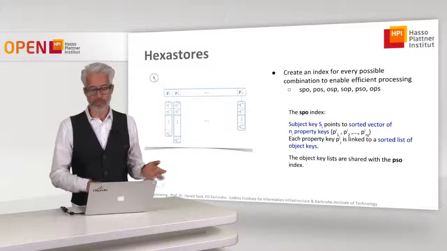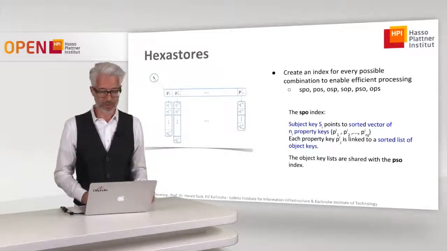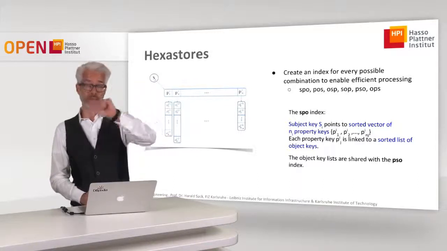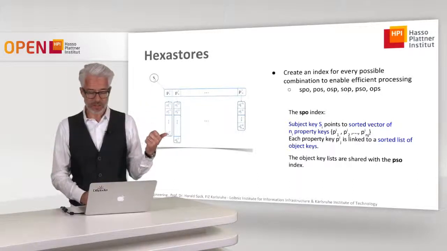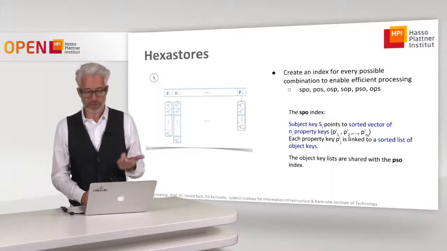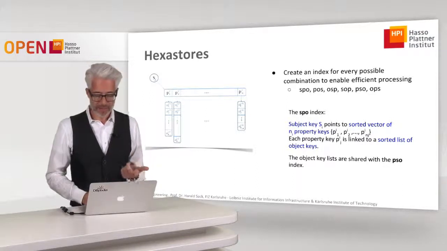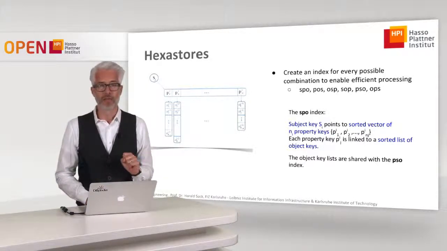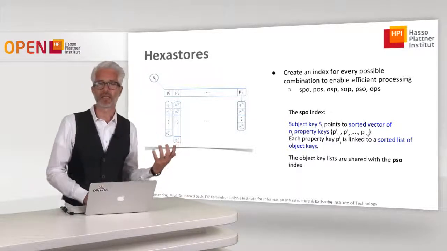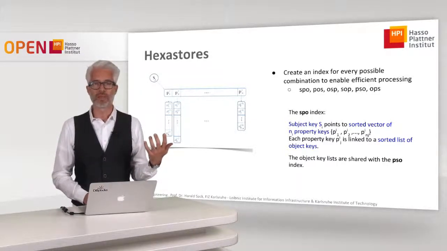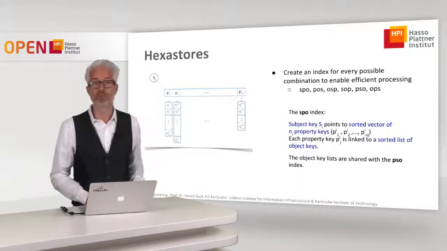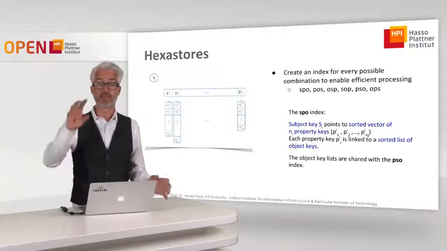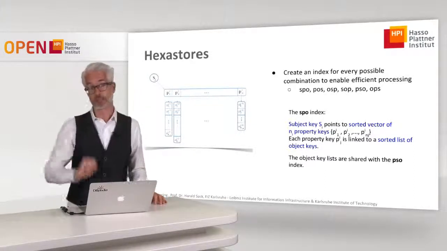What you do here for the most common index, SPO, if you start with a subject and ask then for properties and objects: for the subject key S1, this points to a sorted vector of property keys, and each property key is linked to a sorted list of object keys. And of course, these object keys are also shared with another index, for example, with the PSO index, which is the index which starts with a property, then the subject, and then the object.